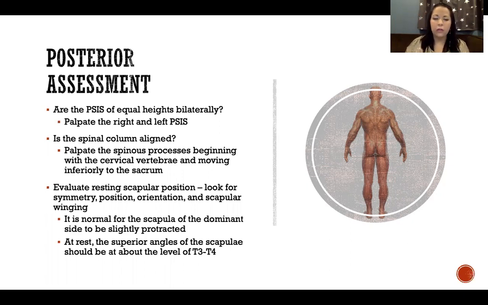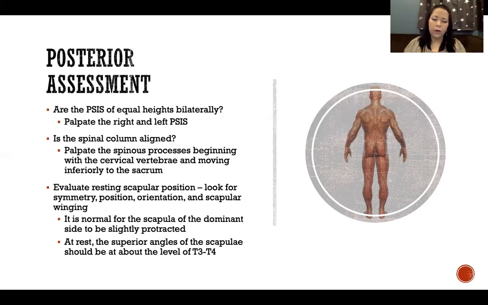And I want to mention, it is totally normal for the scapula of the dominant side to be a little bit protracted. On the dominant side, like I'm a righty, my right scapula is more likely to be a little bit further protracted, probably because my arm is out in front of me and I'm using this arm significantly more than my left arm. So it's normal and healthy, and that's okay. You can work to reduce that difference left and right through strengthening corrective exercise, but it is okay for it to be a little bit more protracted.